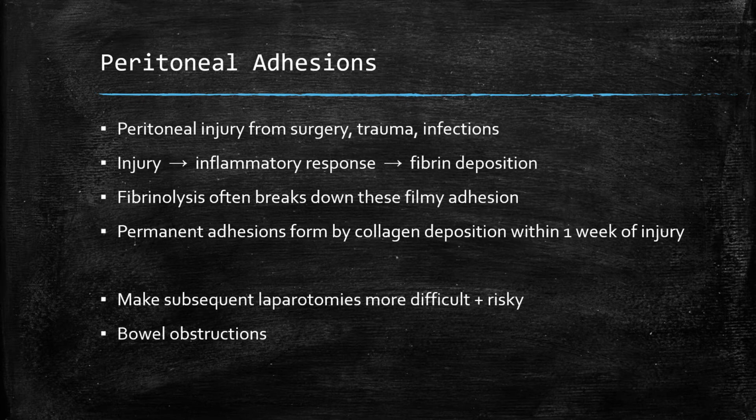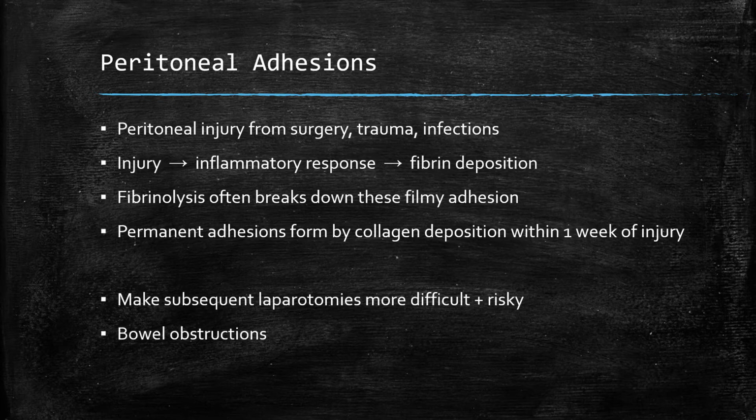The development of peritoneal adhesions can be considered a wound healing complication. Adhesions develop from peritoneal injury as a result of surgery, trauma, or intra-abdominal infections. The injury leads to an inflammatory response, which ultimately leads to fibrin deposition on the bowel surfaces. This fibrin then glues the bowel together. The fibrinolytic process will break down many of these filmy adhesions, but any that are left will ultimately become permanent as collagen gets deposited within them. This typically occurs within about a week of injury.